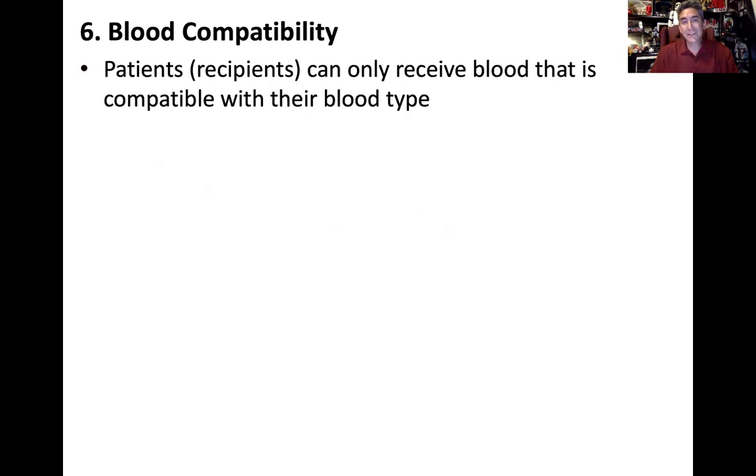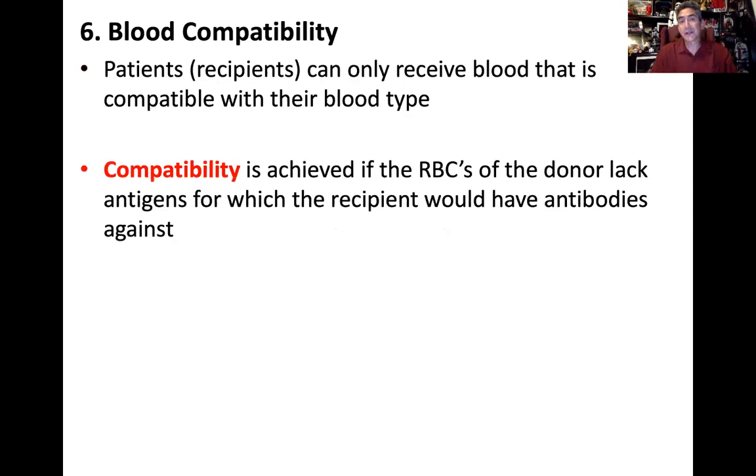So if we're going to give blood from the donor to the recipient, there has to be compatibility. Right? So we're going to get into some compatibility rules here. The patients, the recipients, can only receive blood that is compatible with their type of blood. So they can only receive blood that their body's not going to react against. So how do we define compatibility?